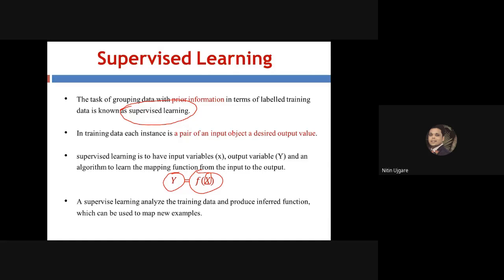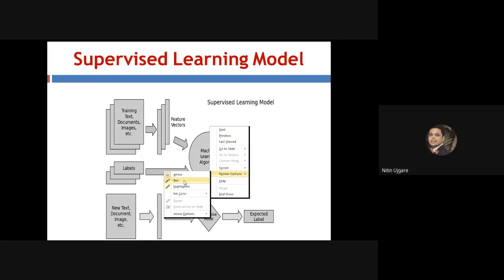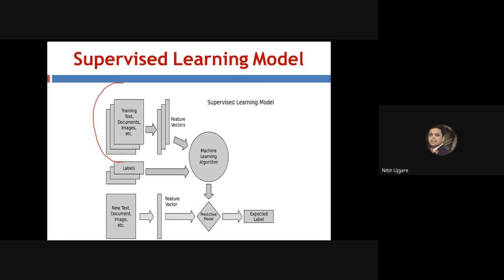Got it? So supervised learning analyzes the training data and produces the inferred function, which can be used to map new examples. This is the pictorial representation of supervised learning, where we have this sample data. The labels of this sample data are known to us. Okay, and what we are doing is extracting the features from this data set, and these features are given to the machine learning algorithm, and the output of this machine learning algorithm is the machine learning model.